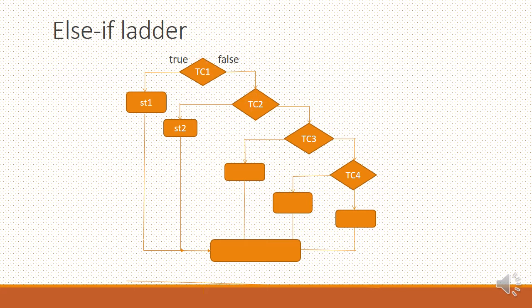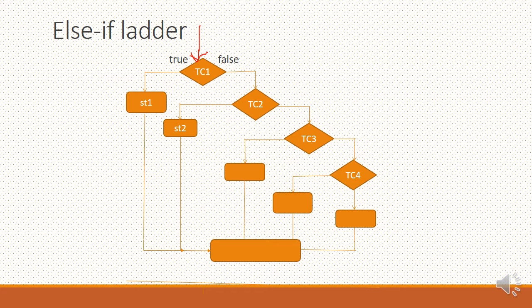So first, this is your entry to the else if ladder. Remember that whenever we speak about the if, there is a condition. Here, for the condition, you have to take this symbol, and here you write the test condition. If this test condition is there, it has two blocks: one is the true block, another one is the false block.